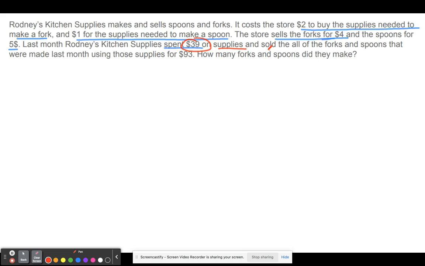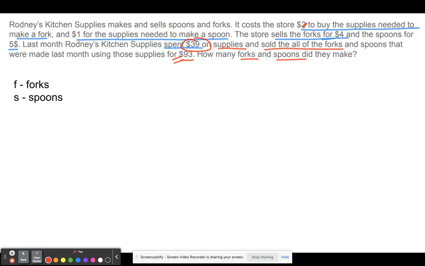And they sold all the forks and spoons that were made last month using those supplies for $93. Okay, so there are 2 equations going to end up. One's going to be about how much they spent on supplies for the forks and spoons, and then how much they actually sold everything for. And again, here's forks and spoons as our variables, so that'll be how we start. Let's define our variables, forks and spoons, just like the last one we did, F and S.